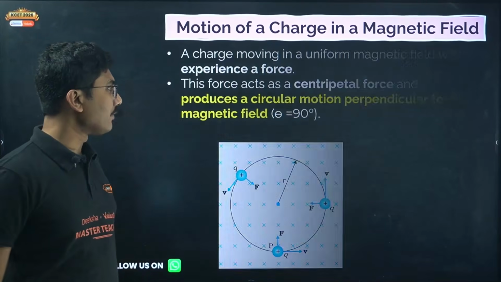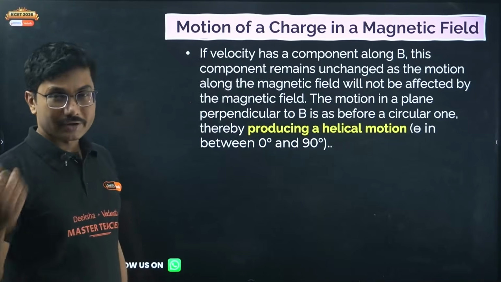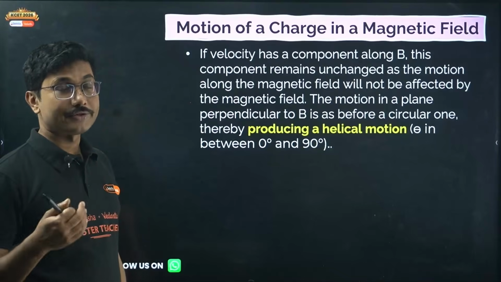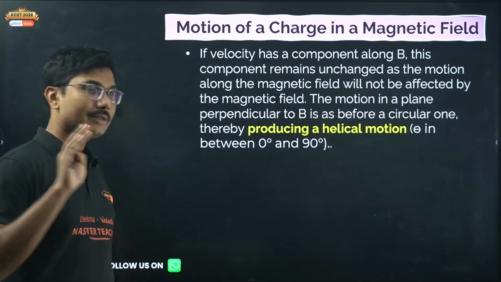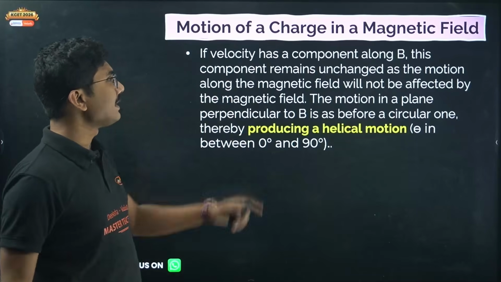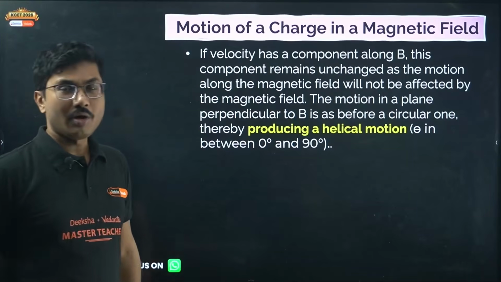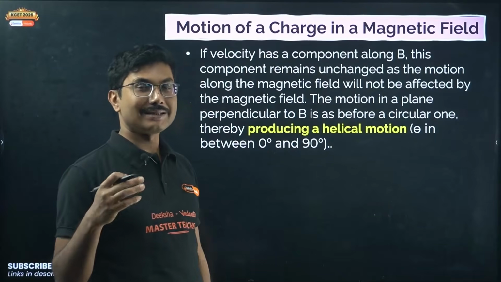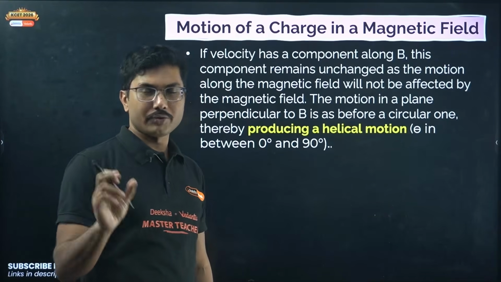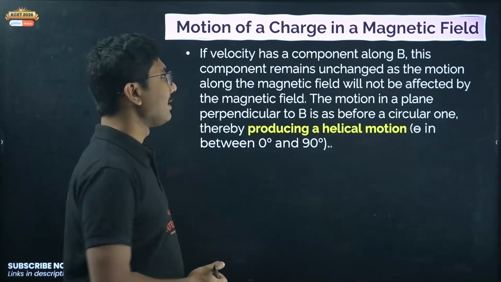And in this case, everything is very, very important: the velocity, the angular velocity, the frequency, the time period, the radius, etc. are important quantities. If velocity has a component along B, so now the velocity is not exactly perpendicular, but it has a parallel component along with B, so the angle is not exactly 90 degrees.